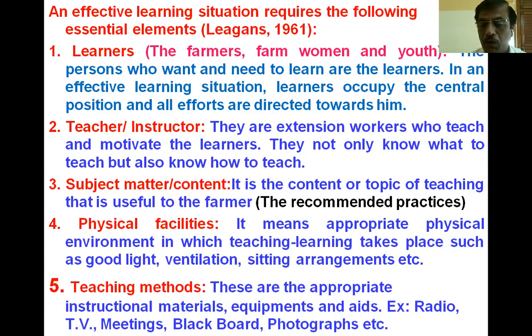Sometimes you can use radio to teach the farmers. Sometimes the farmers are situated in far-flung areas, scattered in wider areas. Under such a situation, you cannot teach individuals. You can use radio, you can use TV, or you can use newspaper to teach the farmers.